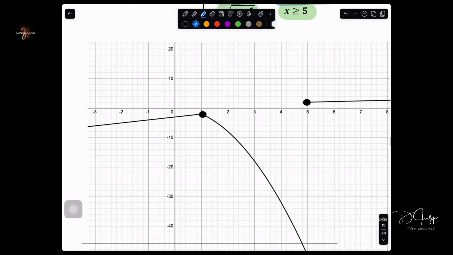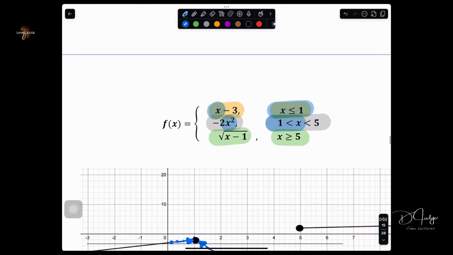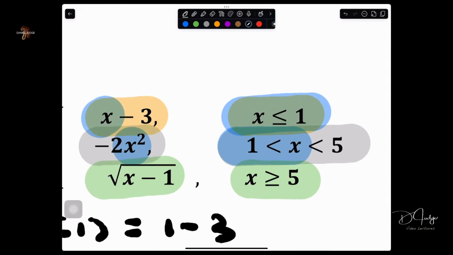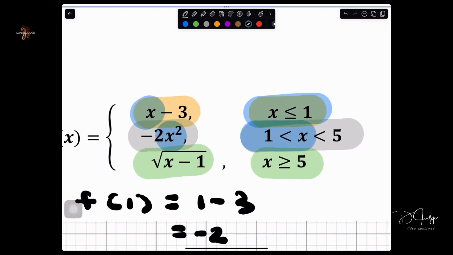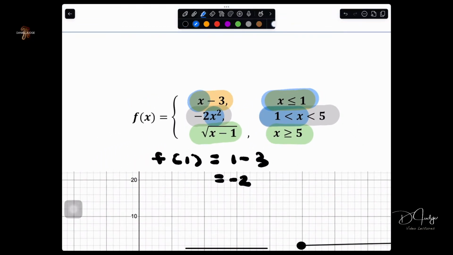That's happening at 1. And if you look at the picture, that's definitely happening here. The left-handed limit is equal to the right-handed limit. Notice the value of the function at 1. We use the top piece, which would be 1 minus 3, which is negative 2. It's the top piece because we use the top for x being less than or equal to 1. So that says the function's continuous, ladies and gentlemen.